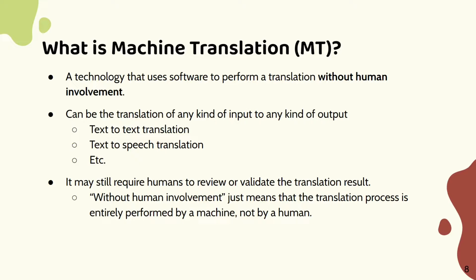So what exactly is machine translation? Machine translation is a technology that uses software to perform a translation without human involvement. It can be a translation of any kind of input to any kind of output, such as from text to text or from text to speech, and vice versa. Even though it's a process without human involvement, it may still require humans to review or validate the translation result anyway, because most of the time, the result from the software does need a lot of adjustment.